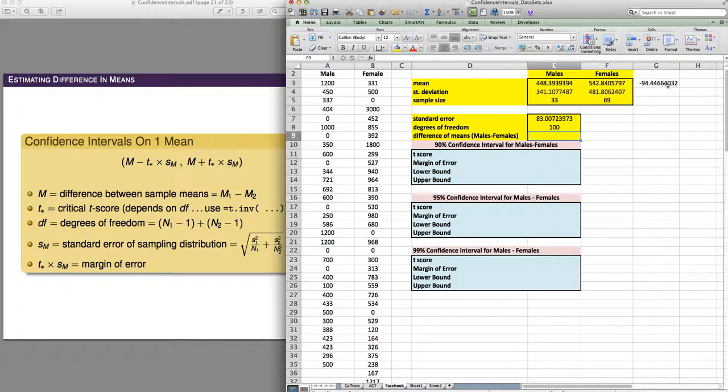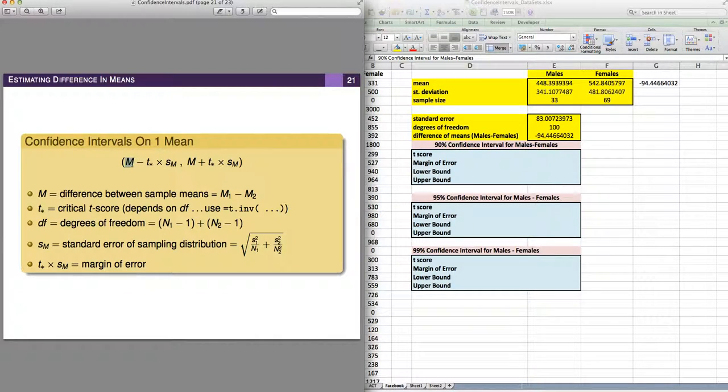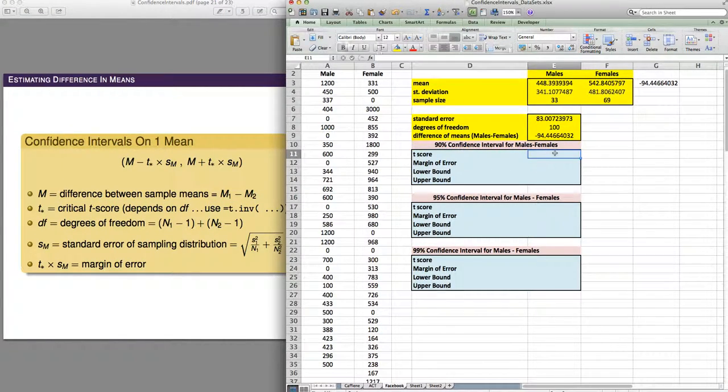And my difference is, I've already calculated, so I can just do males minus females. So what I'm going to do here is build my confidence interval based on the difference of means. So this right now is the difference between the sample means. And I'm going to use the same t distributions I've used before. So 90% confidence, t inverse of 0.95, because that's 0.9 plus 0.05. I've got 5% in the left-hand tail, comma, my degrees of freedom.